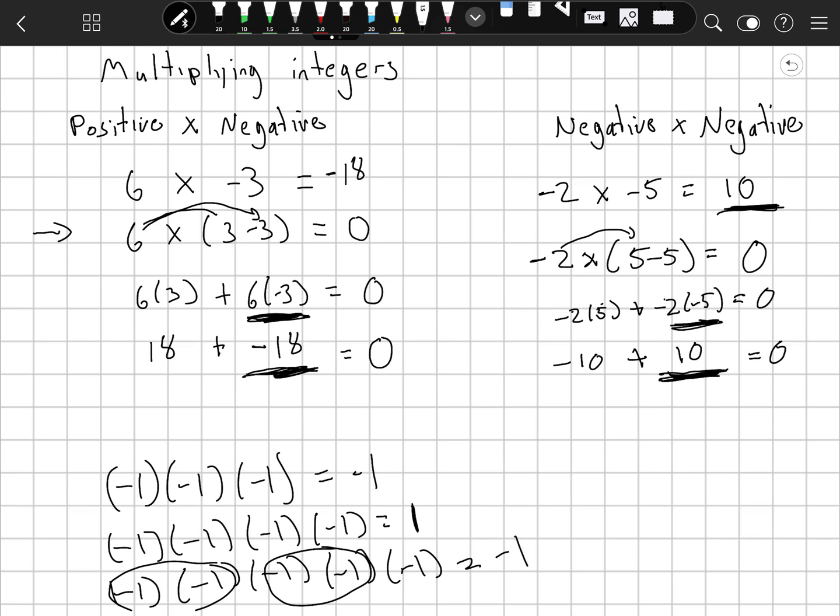So whenever you have an odd number of negatives, this one's 3, this one's 5, when you're multiplying an odd number of negatives, you will have a negative answer.